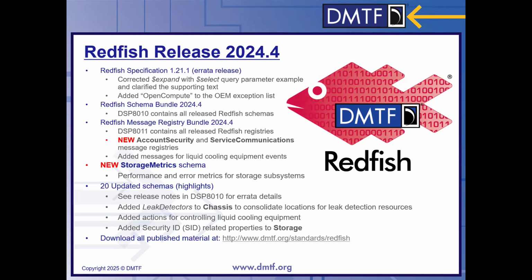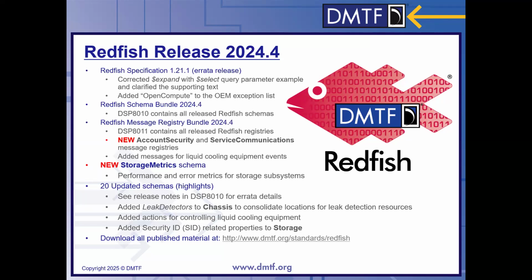We had one new schema created for this release, the StorageMetrics schema, which contains performance and error metrics, the kinds of bytes read, written, those kinds of things, specific counters for errors specific to storage subsystems. This is a little different than the drive metrics, but you'll see a lot of the same kinds of things, but this is done at a storage subsystem level.